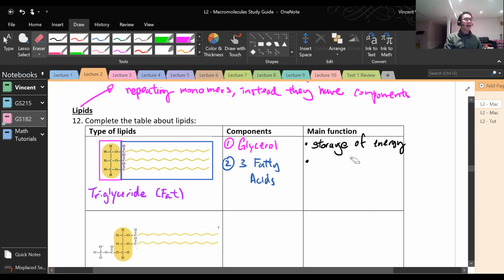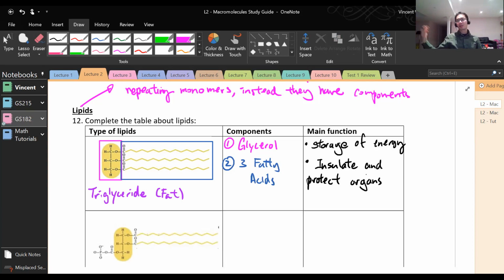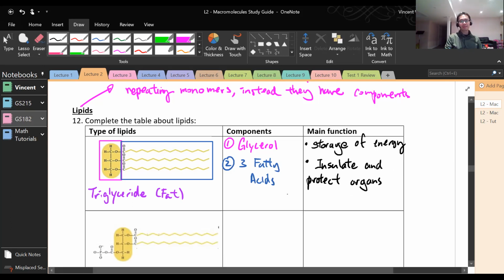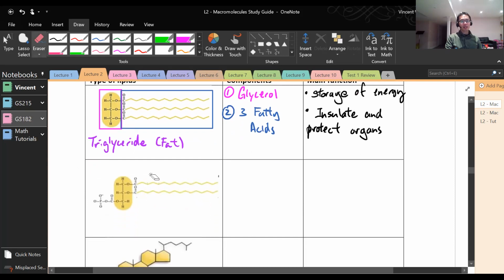Storage of energy. We also need the fat to insulate and protect organs. It's like minus 33 outside. When we go outside, our hearts, our kidneys, our livers are not going to freeze because of the little bit of fat around them, which keeps them safe and warm. It cushions them a little bit too. All right, that is triglyceride.